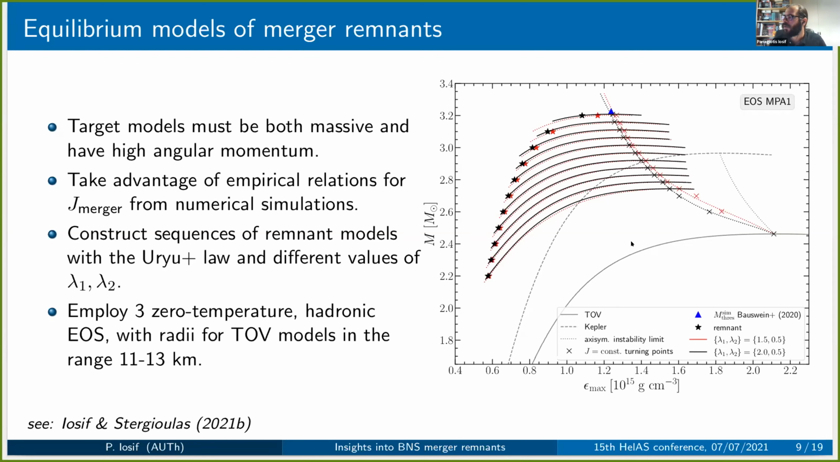So in the figure on the right, these asterisks denote the remnants that we constructed, and the dotted line serves as a rough indicator for the instability to collapse. Which means that models to the right of this line are unstable. And the blue triangle marks approximately the intersection of the remnant sequence with the turning point line, which defines the threshold to collapse.